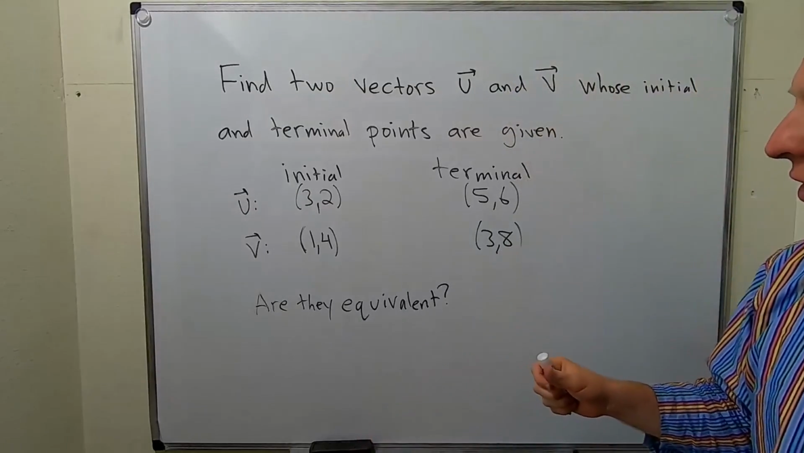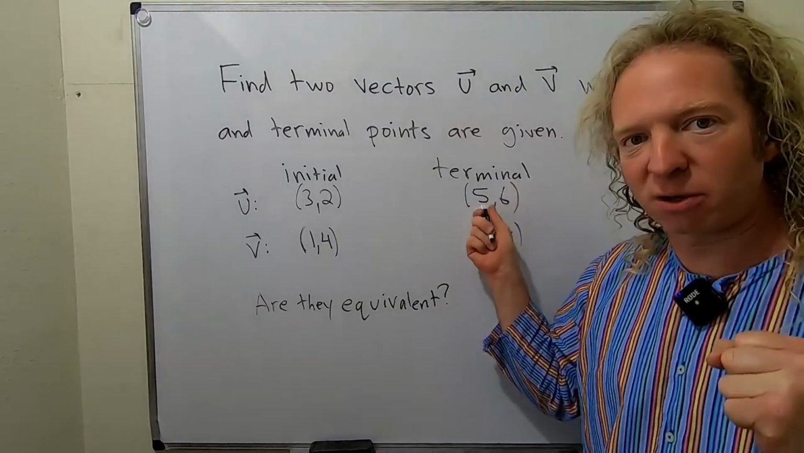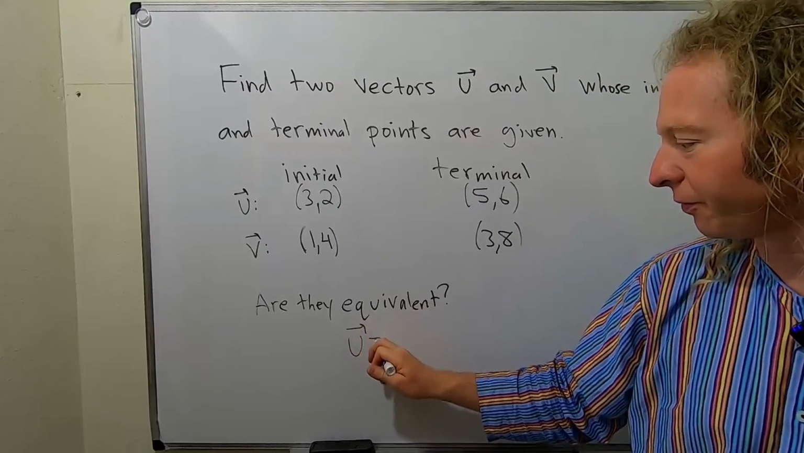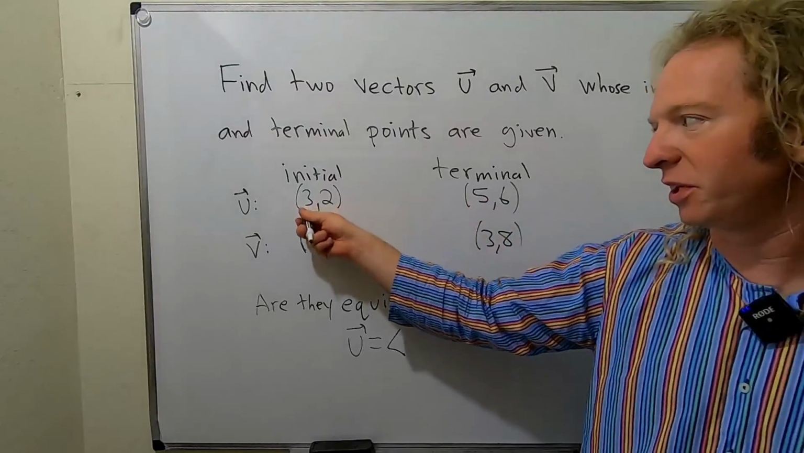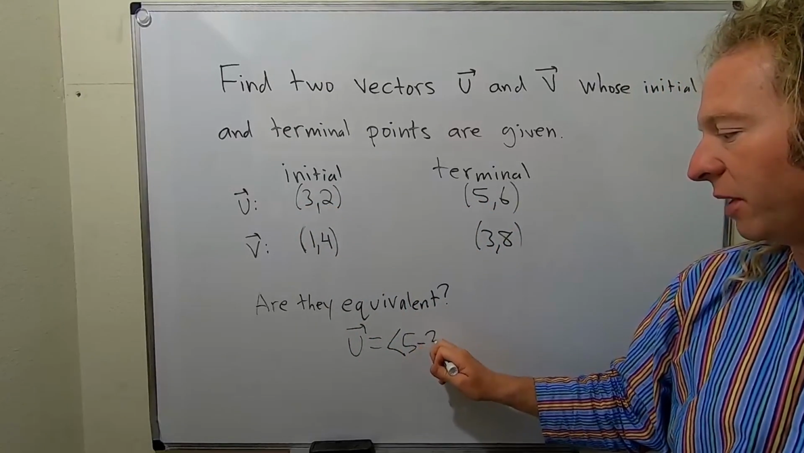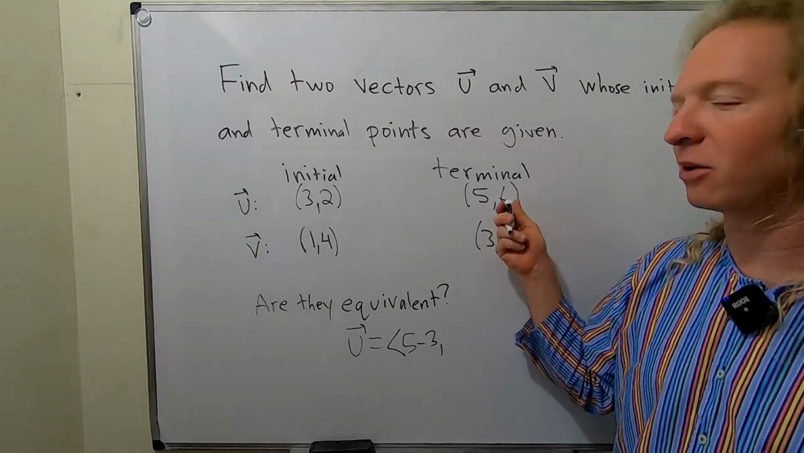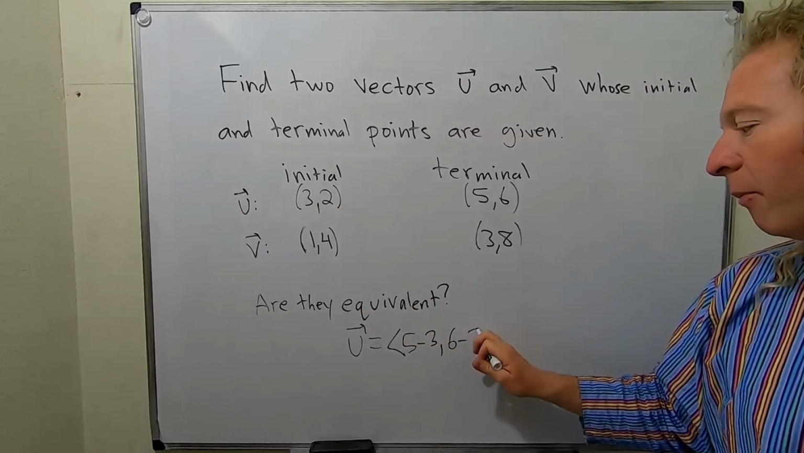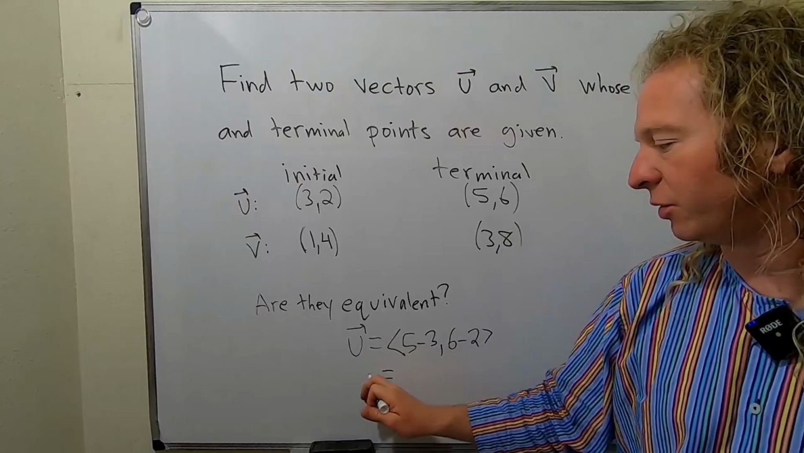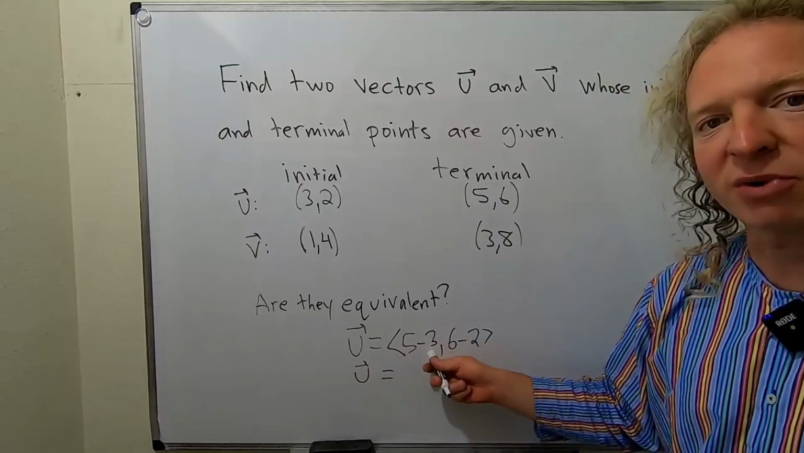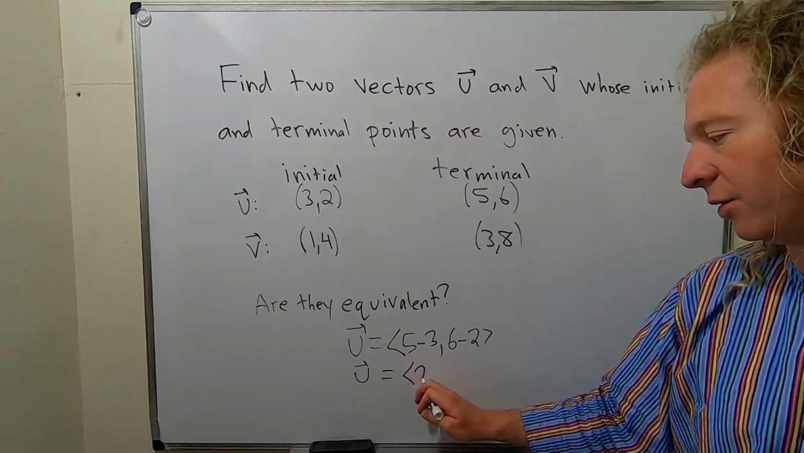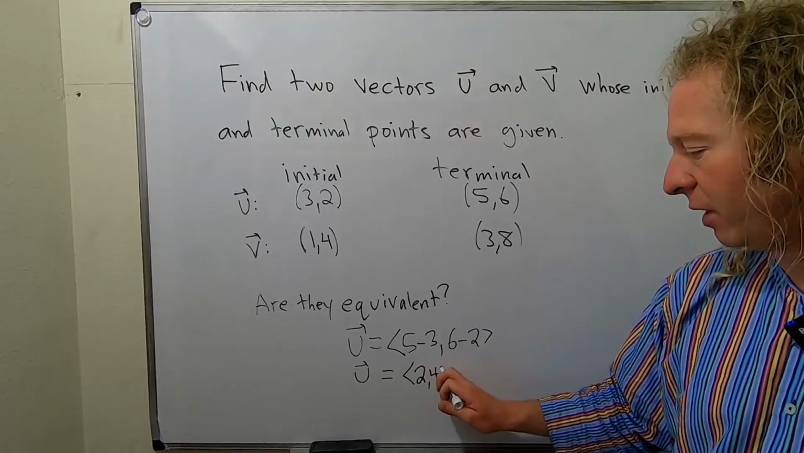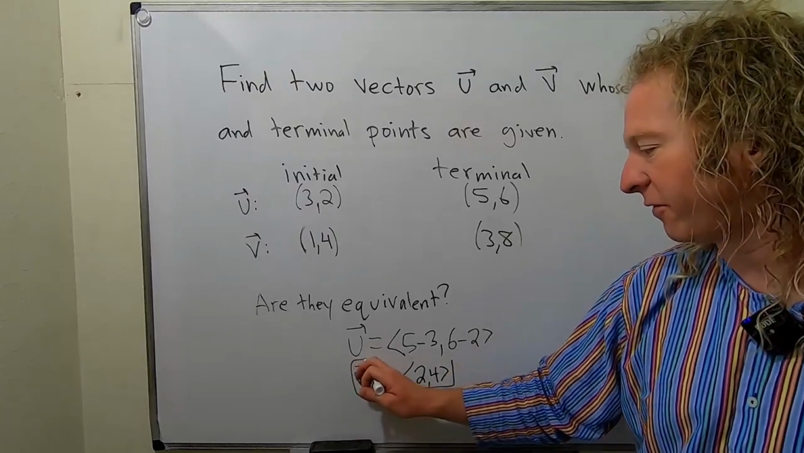To find the vectors, all we do is subtract. It's always terminal minus initial. So for u, it would be 5 minus 3, and then you subtract the second coordinates, the y components, so 6 minus 2. So this is equal to, 5 minus 3 would be 2, so angle bracket 2, and 6 minus 2 would be 4. So 4, and there is our u. That is our first vector, u.